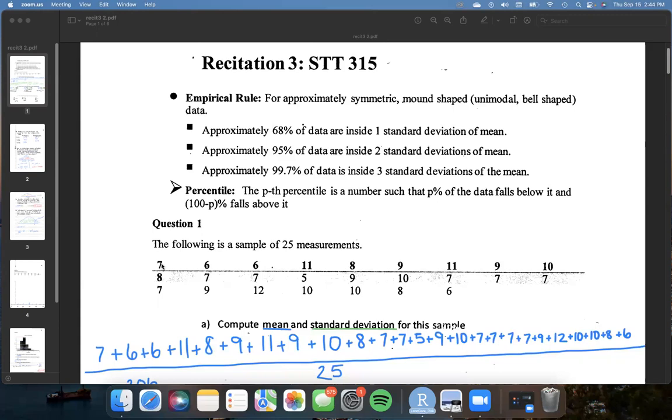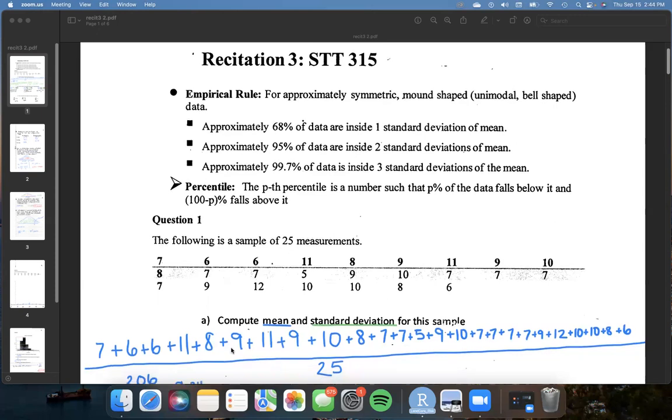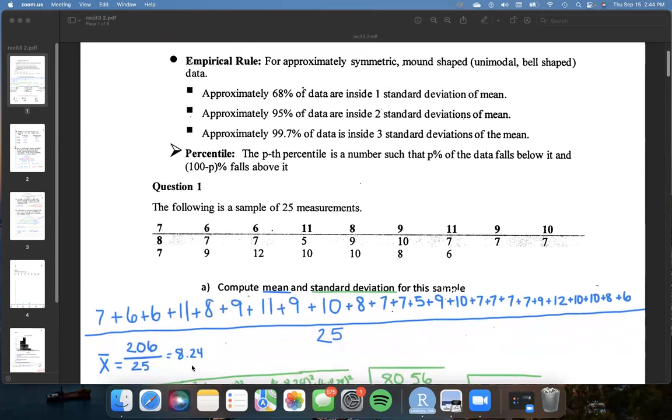So I'm going to go through and add up all of them. So 7 plus 6 plus 6 plus 11 plus 8 plus 9 plus 11 plus 9 plus 10 plus 8 plus 7, so on and so forth. You get the picture. And then divide that by our total, so that's 25. So when you plug that into your calculator, when you add all of them together, you should get 206. And then we'll divide that by 25, and then our answer is 8.24. So our mean is 8.24.